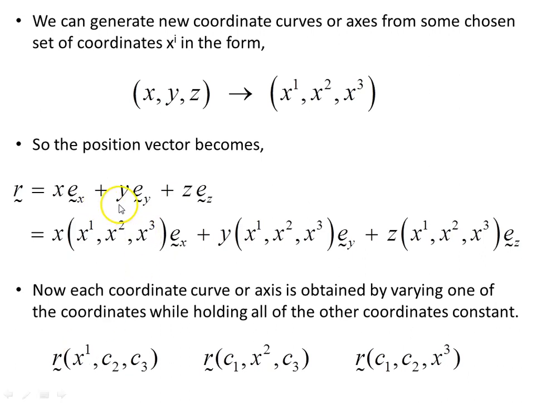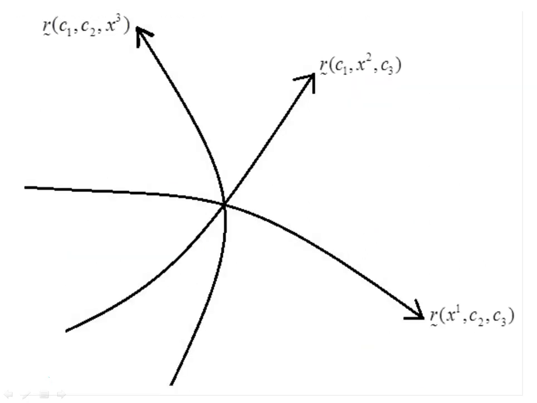Just like we take the position vector here, and we hold y and z constant, and then we vary x, we'll get all the coordinate curves that make up the x-axis throughout Euclidean space. You can generate an infinite set of curves. Same here, if you hold c1 and c3 constant and vary x2, or hold c1 and c2 constant and vary x3. And what that looks like as a picture is this.